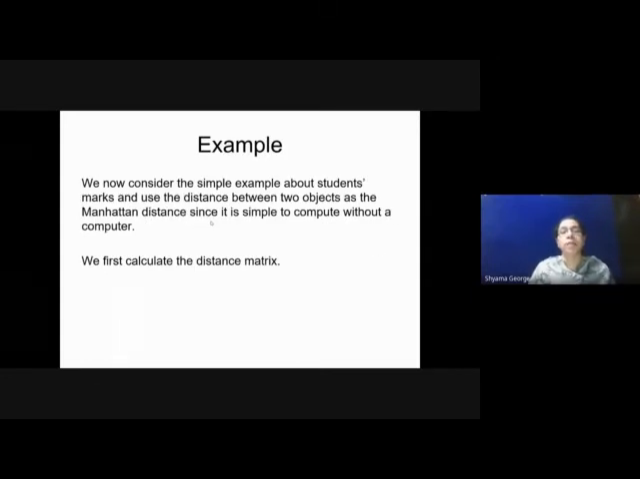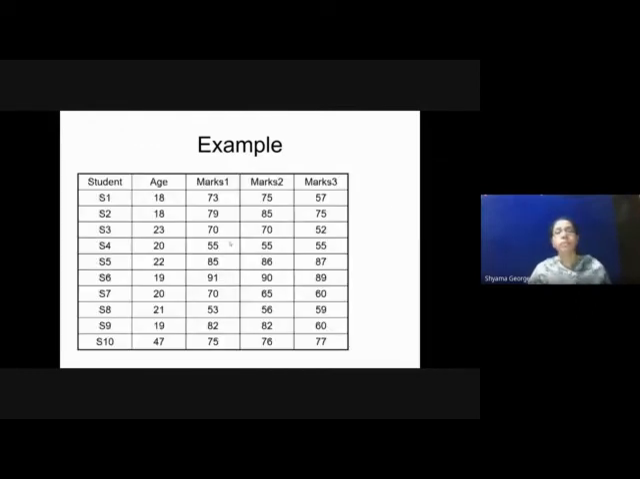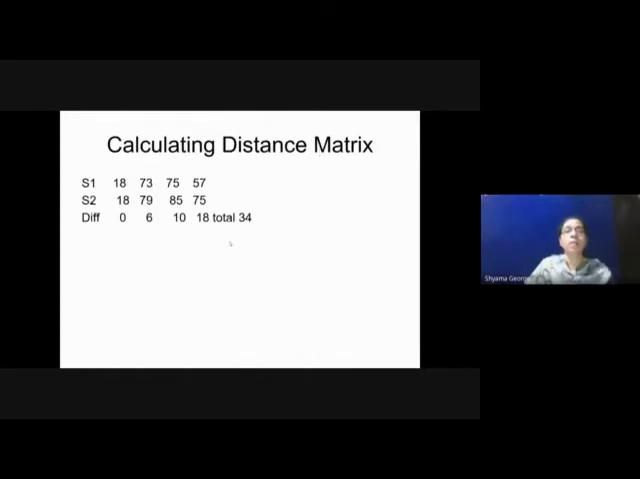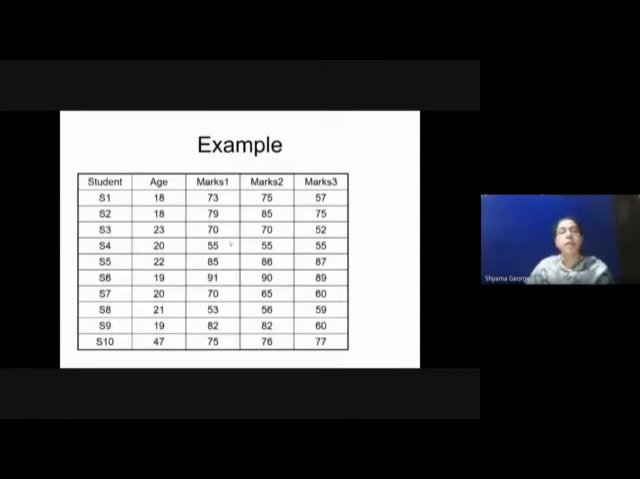Now we can see the example of how this divisive approach is applied to the student database shown. Here we are using Manhattan distance because it is simple to compute. Then we can calculate the distance matrix based on Manhattan distance. This is the database. We are starting with the distance matrix. How to find the distance?